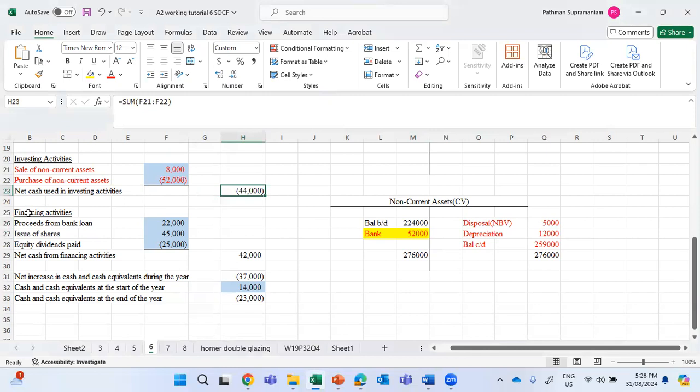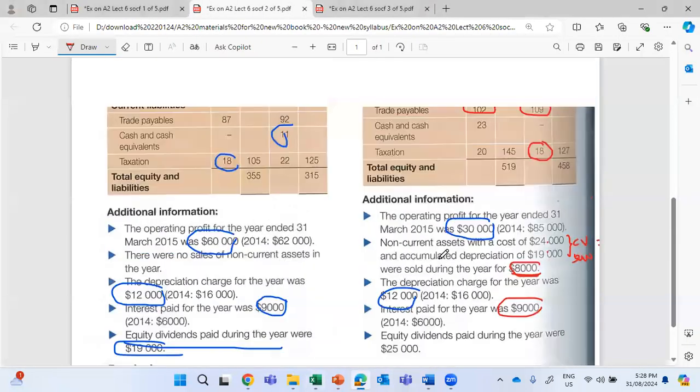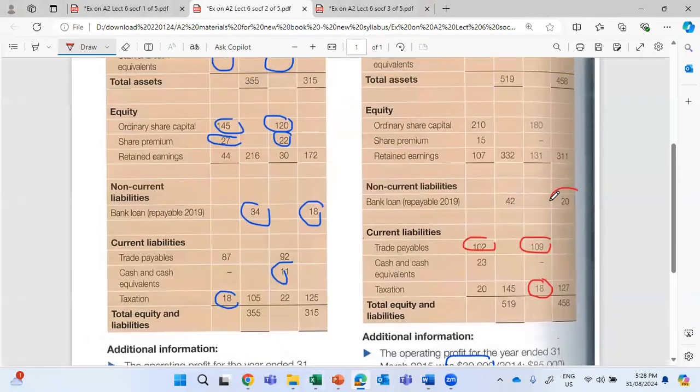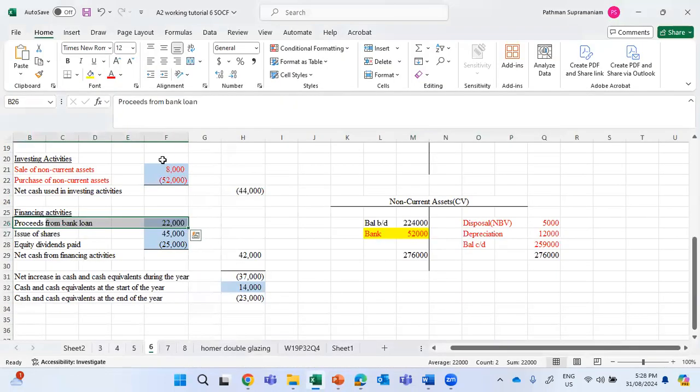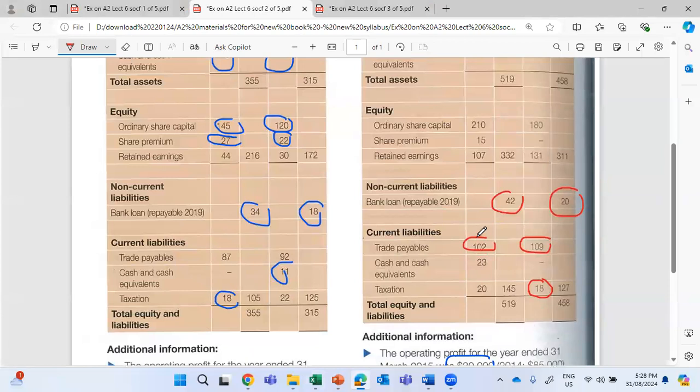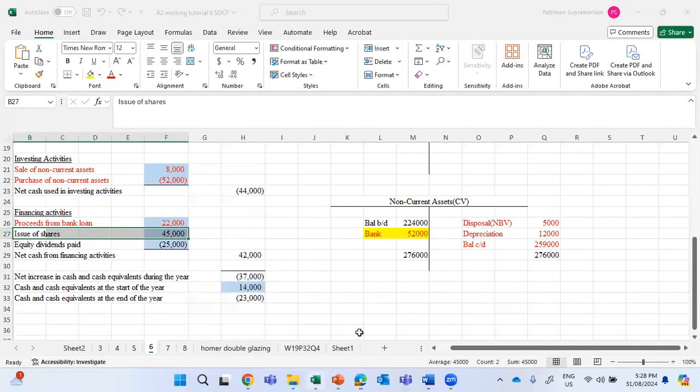Okay, moving on to financing activities. Proceeds from bank loan. It's a cash inflow because when you check, the bank loan has increased from 20 to 42. So that's an increase of 22,000. Then we have issue of shares, 45,000.